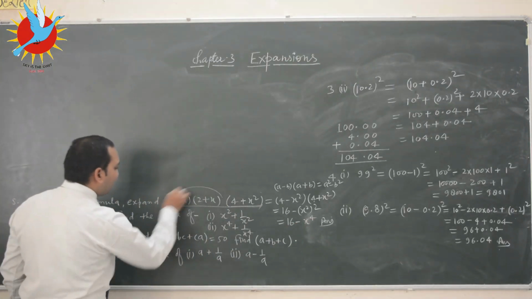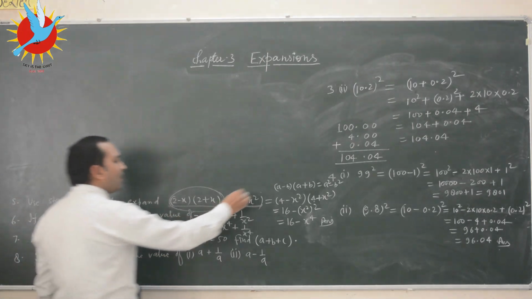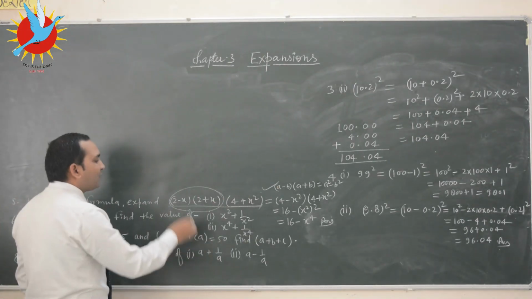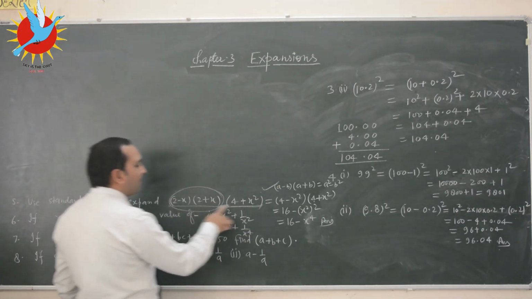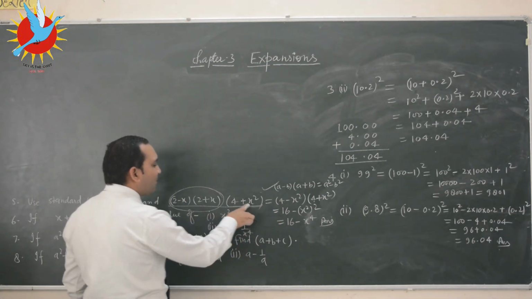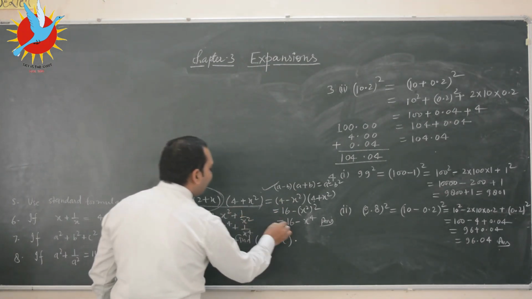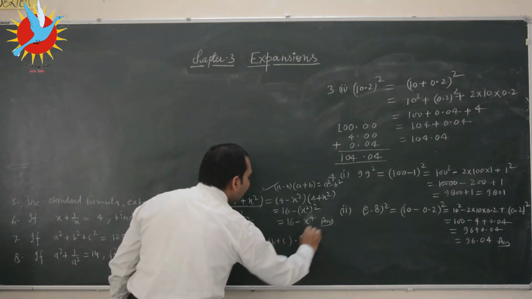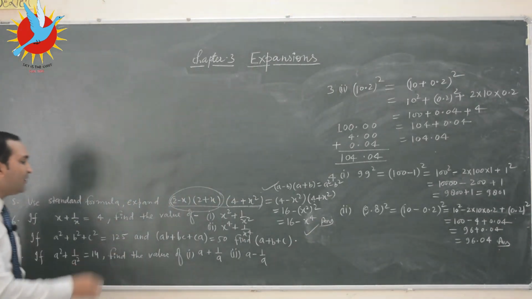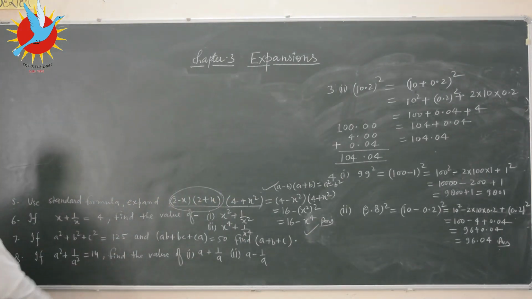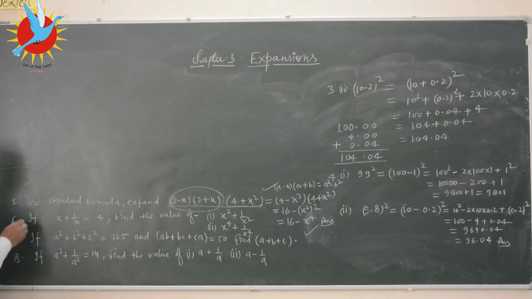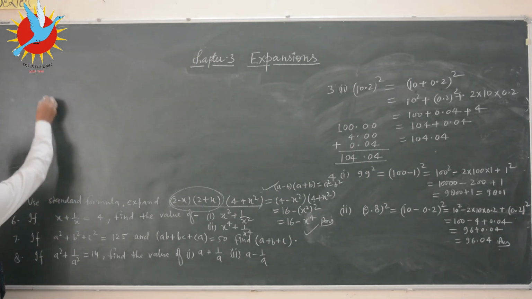So first we use the formula (a minus b)(a plus b), and once again it will be (4 minus x square) and (4 plus x square), and once again it will be 16 minus x raised to the power 4. So here sixth.